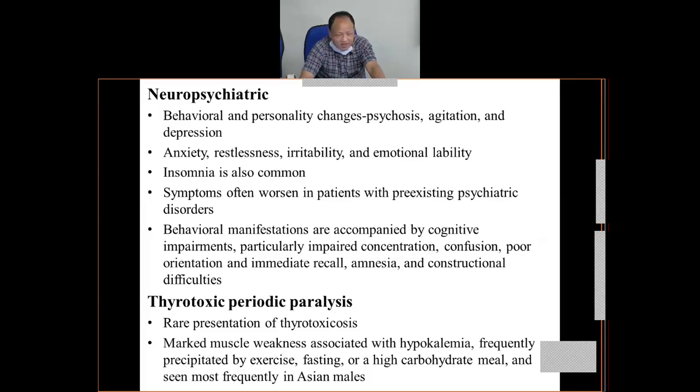Thyrotoxic periodic paralysis. You have heard of this term, periodic paralysis. Here we have thyrotoxic periodic paralysis, a rare presentation of thyrotoxicosis. There is marked muscle weakness associated with hypokalemia, frequently precipitated by exercise, fasting, or a high carbohydrate meal, and seen most frequently in Asian males.